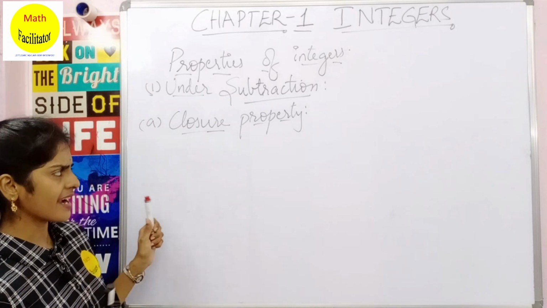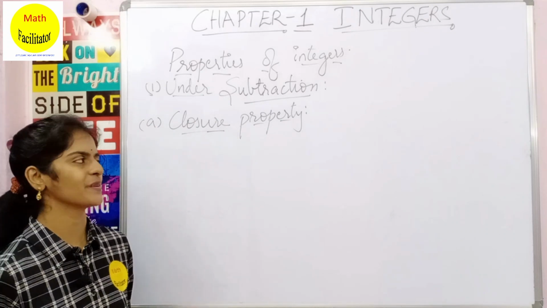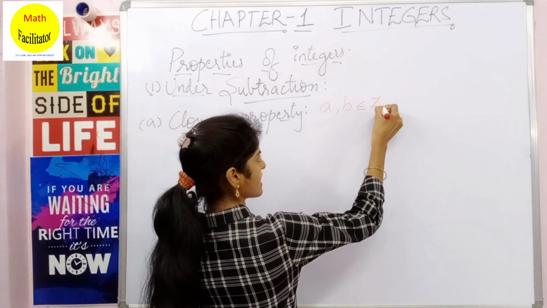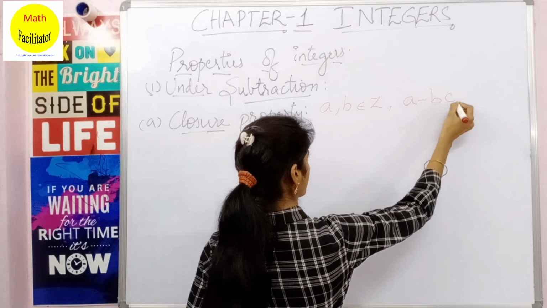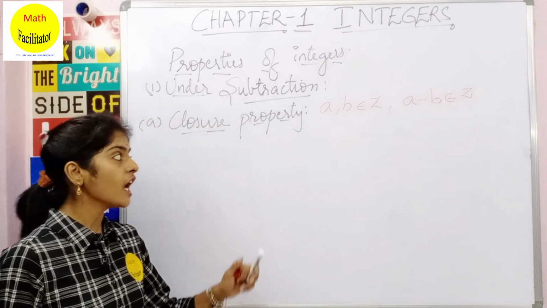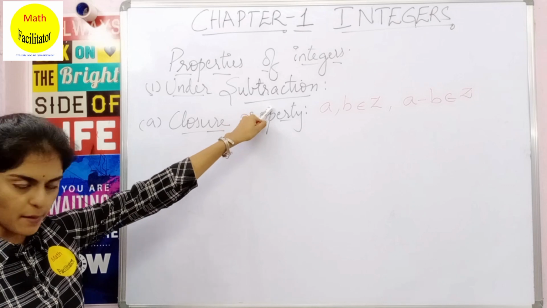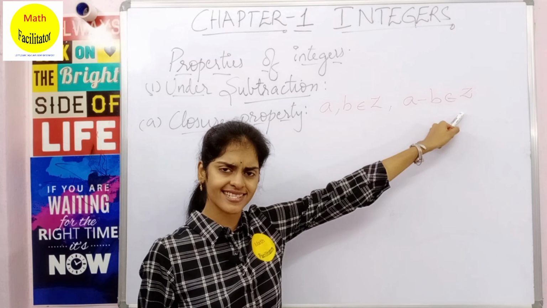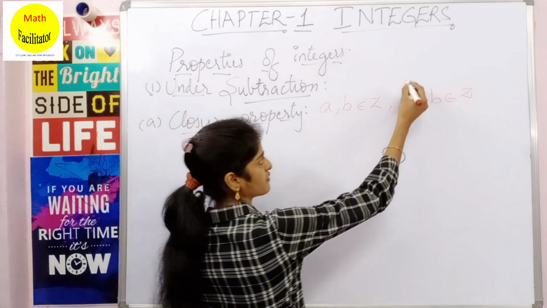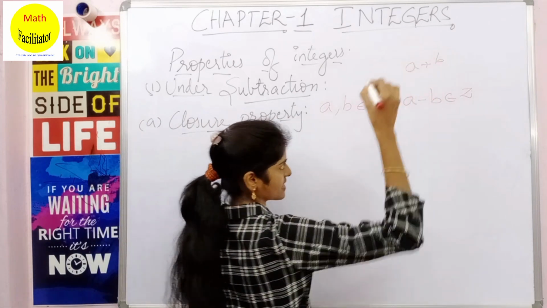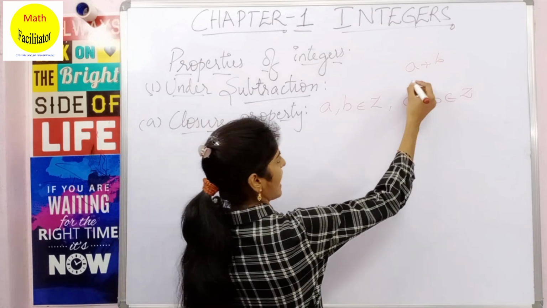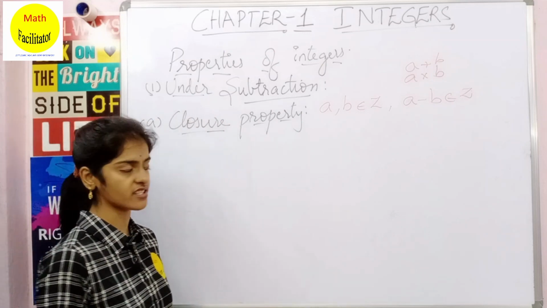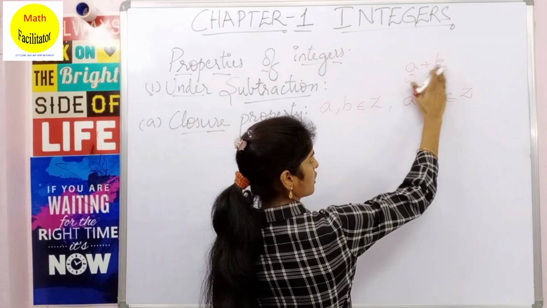Under that, the first property is closure property. So what is the property? If a and b are two integers, then a minus b should belong to integers. Since we are talking closure property under subtraction, you subtract these two integers to get an integer as an answer. If it was closure property under addition, you wrote a plus b should belong to integers. And if it is closure property under multiplication, you wrote a into b should belong to integers. Now, a minus b should belong to integers.